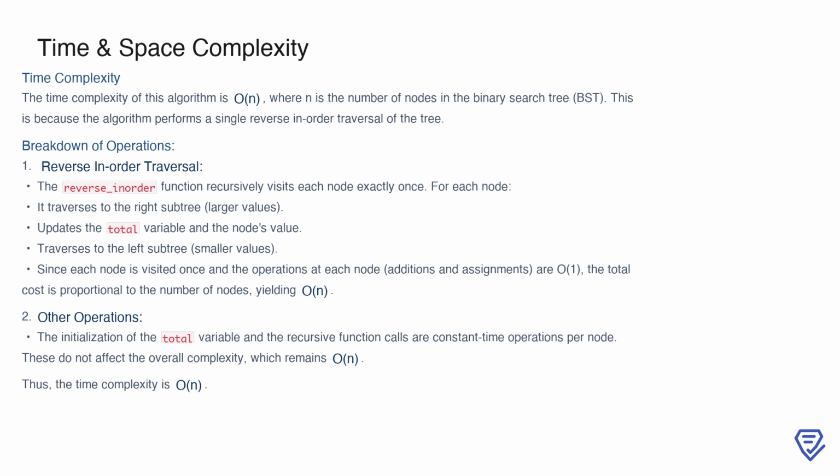Let's break this down further. The reverse in-order traversal involves recursively visiting the right subtree, updating the total variable and the node's value, and then traversing the left subtree. Since each of these steps operates on one node at a time and involves constant time operations like addition and assignment, the total cost is directly proportional to the number of nodes in the tree. Other operations, such as initializing the total variable and making recursive function calls, are also constant time per node and don't contribute additional complexity. Therefore, the time complexity of the algorithm is O(n).